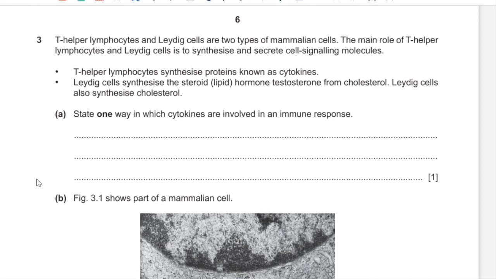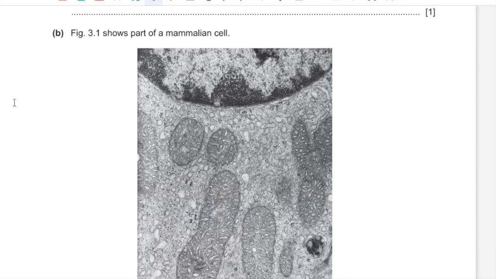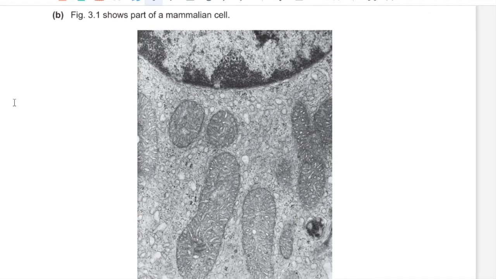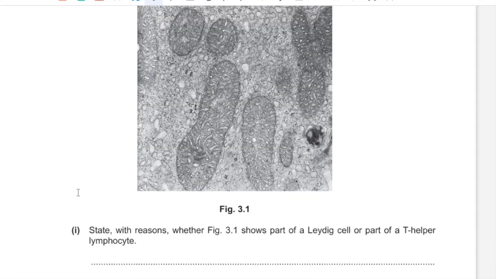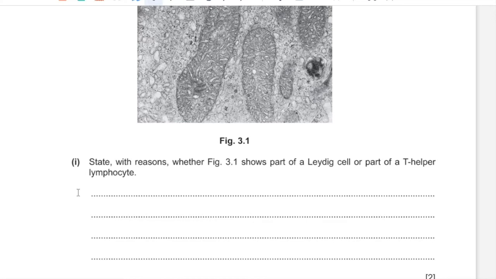A: State one way in which cytokines are involved in immune response. The cytokines released by T helper lymphocytes stimulate macrophages to carry out phagocytosis more rapidly. B: Figure 3.1 shows part of a mammalian cell. State with reasons whether figure 3.1 shows part of a Leydig cell or part of a T helper lymphocyte.